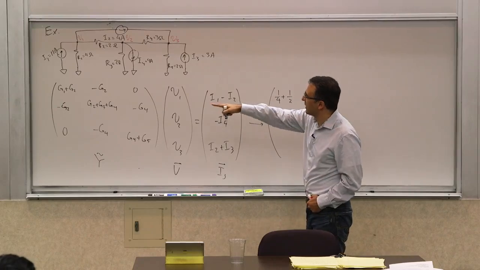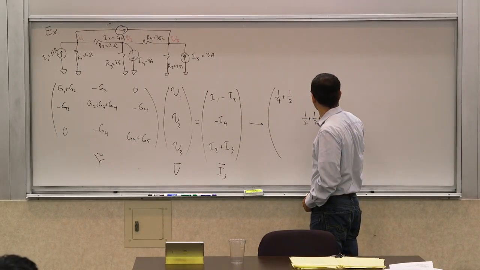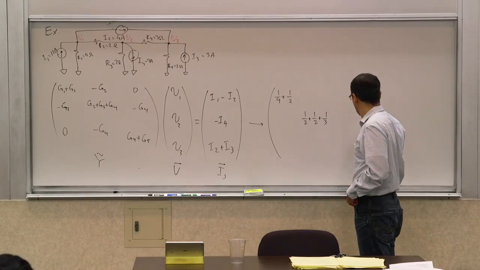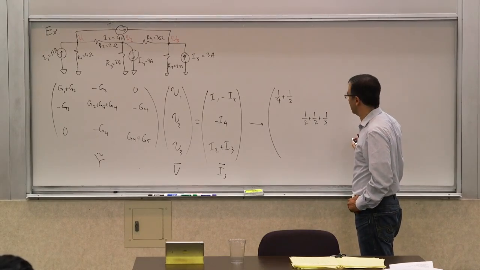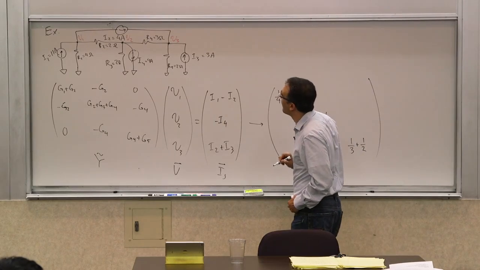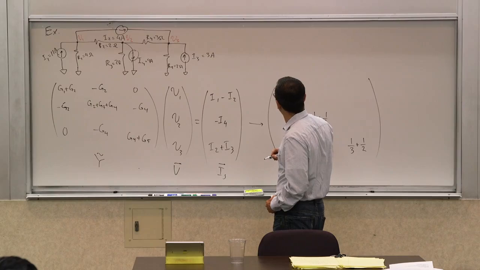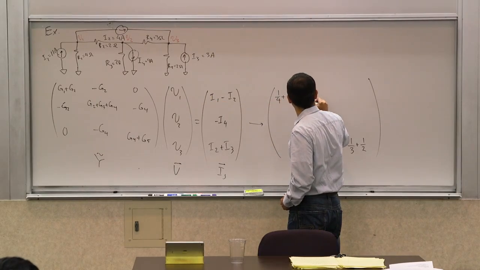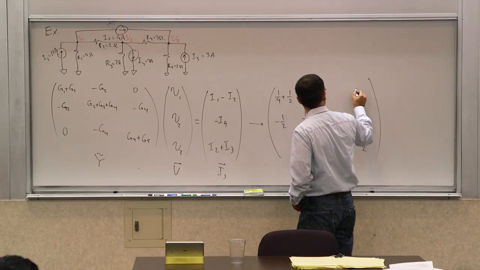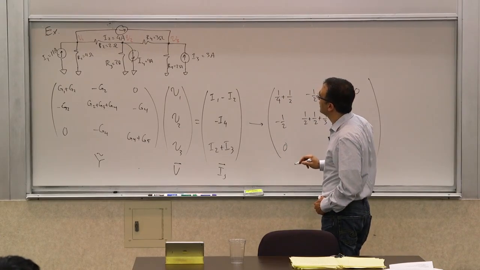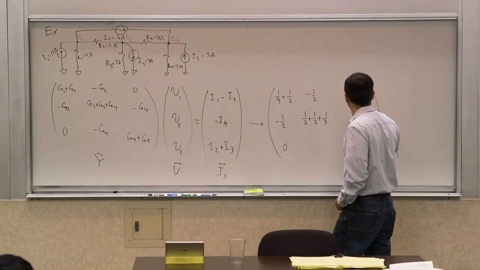So I'm just replacing those G components with their actual values, right? And check my work, because I am known to make mistakes, unintentionally most of the times. And then negative G2, which is negative 1/2, and 0 is 0. Negative G4, which is negative 1/3.